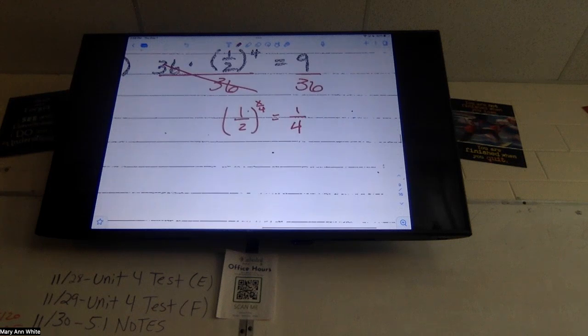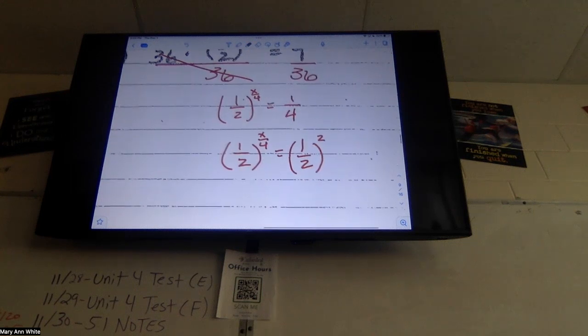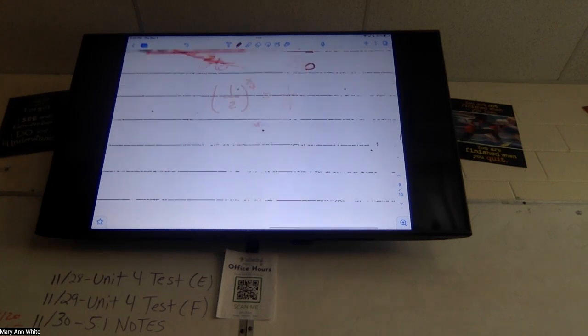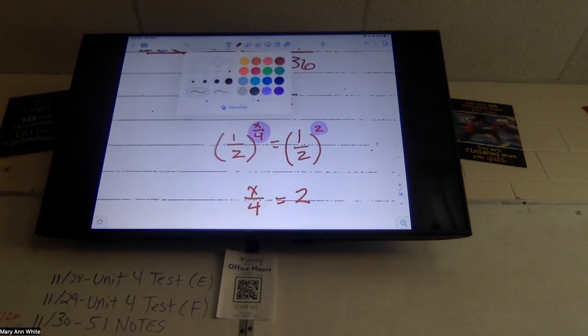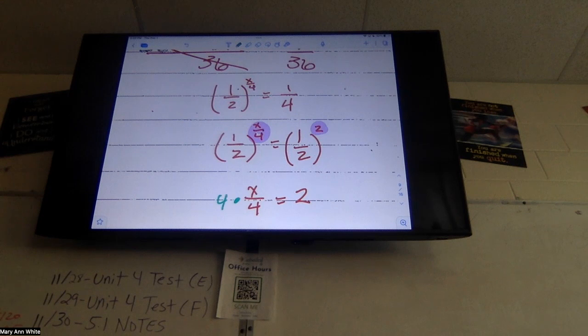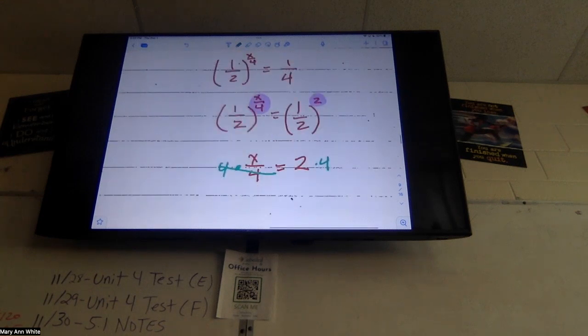I want you to leave it like that because I want to make that 1/4 be 1/2 to some power. 1/2 to what power is the same thing as 1/4? Squared. Very good, Quinn. Thank you. Once I realize that 1/4 is the same thing as 1/2 squared, I'm going to set those equal to each other. So I've got x over 4 equals 2. Just like the one above it, we are going to get rid of that 4 in the bottom, multiply by 4 on both sides, and I get x equals 8.